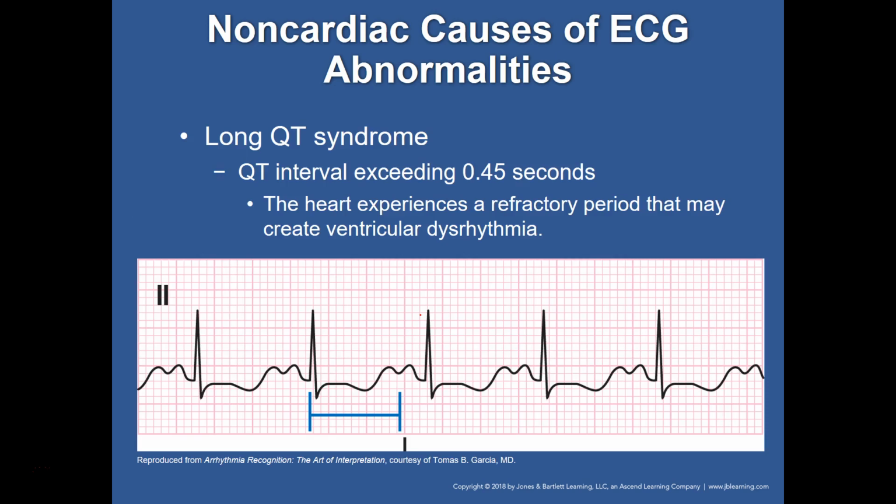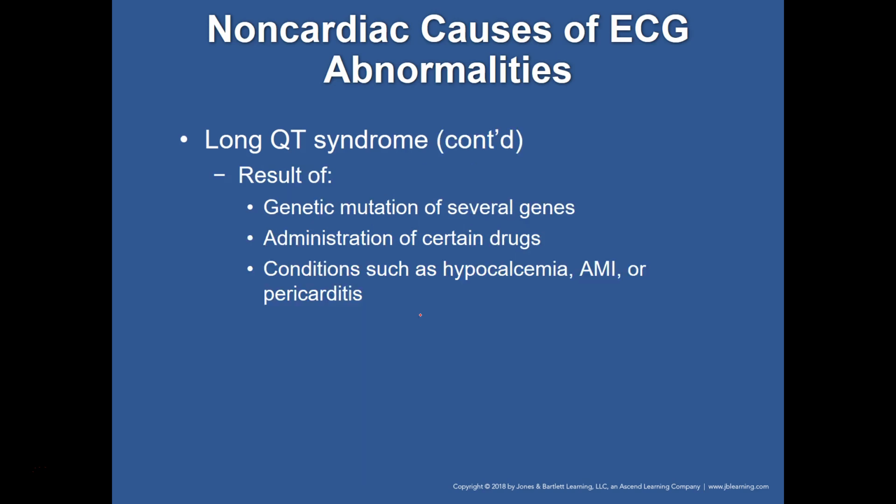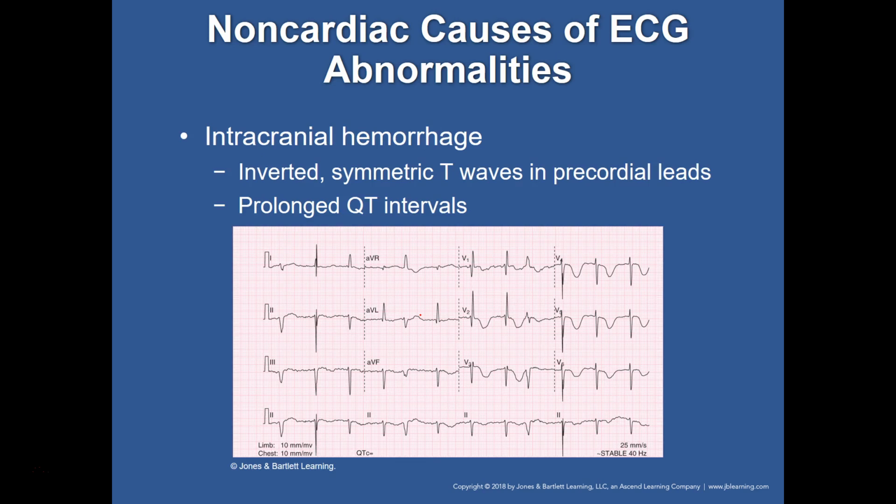Long QT syndrome: the heart experiences a prolonged refractory period that may create ventricular dysrhythmias. Read about that in your book; I'm not going to go into it much right now. You can see it with administration of certain drugs, and conditions such as hypocalcemia, MI, and pericarditis. But here's an important one that we need to be able to recognize, and that is intracranial hemorrhage. There are a couple of different things you'll notice with intracranial hemorrhage. When someone has a traumatic head injury, open or closed, or a potential stroke, this is something you may recognize.